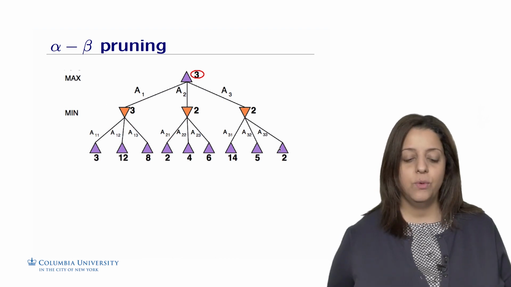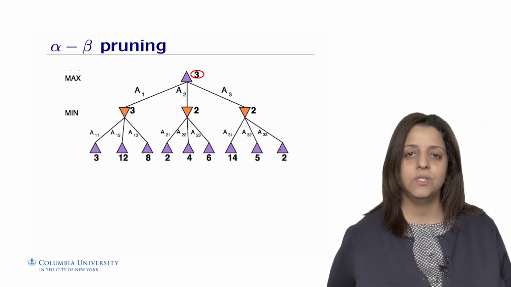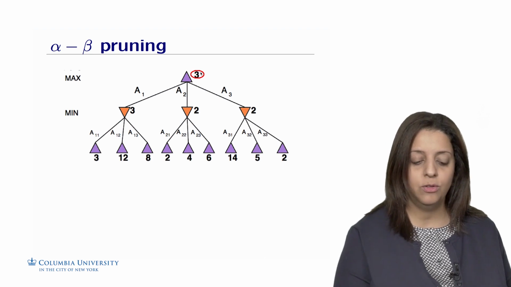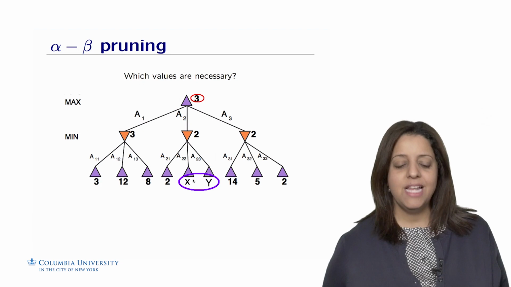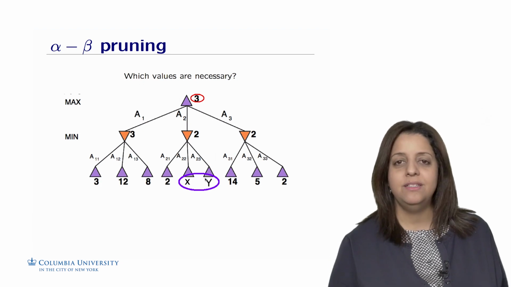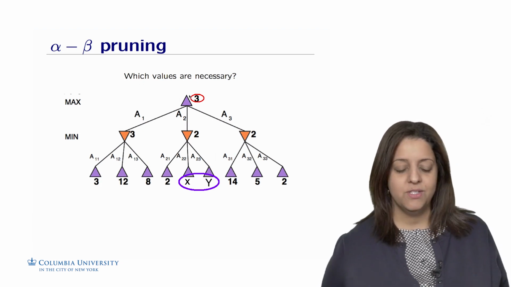The question here is whether we need to really explore all those nodes in order to find this value 3 that represents the maximum utility for max. And the answer is no. For example, maybe this x and y here are not really needed to calculate that the maximum is 3. So let's check it out.